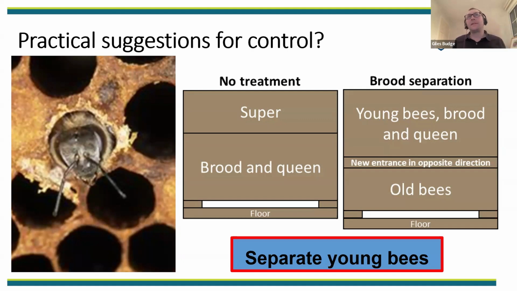And so we were playing with this idea of comparing no treatment with colonies with brood separation treatment. With the brood separation treatment, effectively what you're doing is you're taking the young bees, the brood and the queen upstairs, you're putting a split board in here with a new entrance in the opposite direction. You're leaving a super or something down here for the old bees that are going to fly out and fly in and come back to that bottom box through this normal floor. And we wondered if that would help to break the disease cycle by separating out those old bees that are carrying the virus from those young bees that are very susceptible to getting the virus.